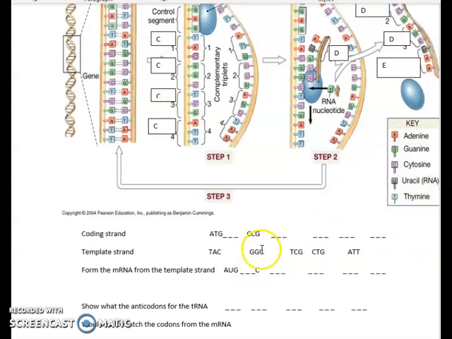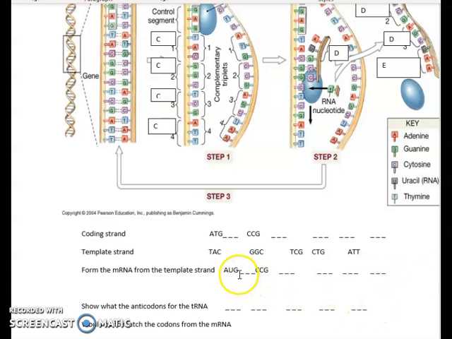Yes, it does. What's complementary to guanine? Cytosine. And what's complementary to cytosine? Well, guanine. So notice that my messenger RNA looks a lot like my coding strand, but this is RNA because in the nucleotide, remember, it's got ribose sugar instead of deoxyribose sugar. But as far as my 3 base sequences, which now are called codons, I've got AUG, then CCG.